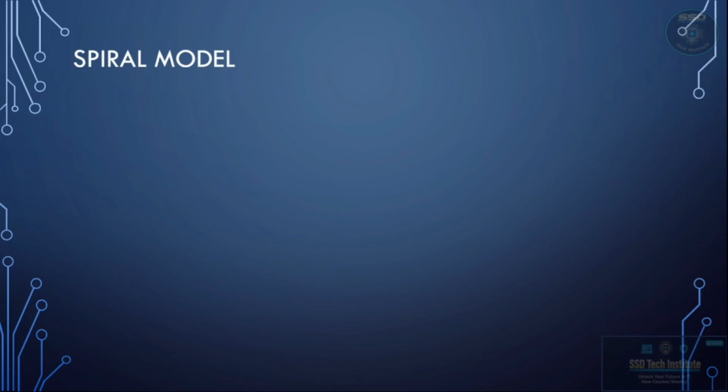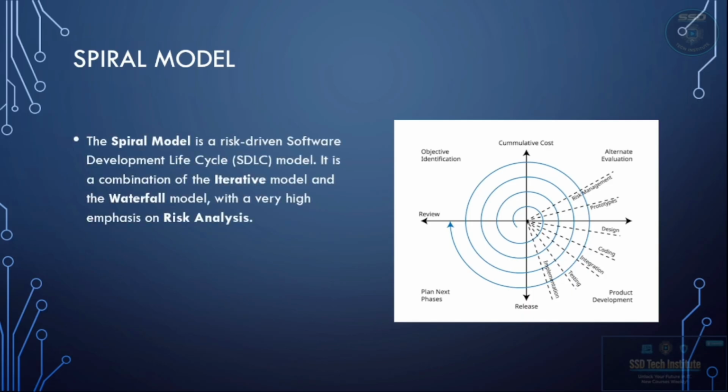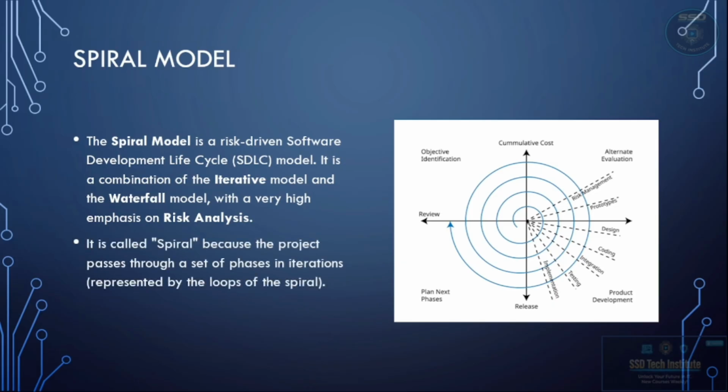Now let's talk about the very powerful approach called the spiral model. Think of it as the security guard of software models, because its main job is to manage risk. By definition, it is a risk-driven SDLC model. It is actually a brilliant combination of the waterfall model and the iterative model, but with a massive focus on risk analysis. It is called a spiral because the project doesn't move in a straight line. Instead, it passes through the phases in repeated loops or iterations, which you can see here as a loop of the spiral model.